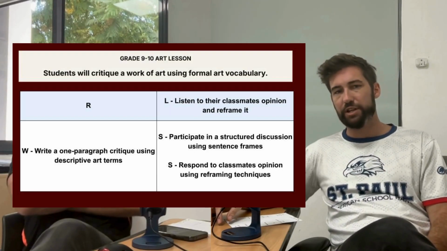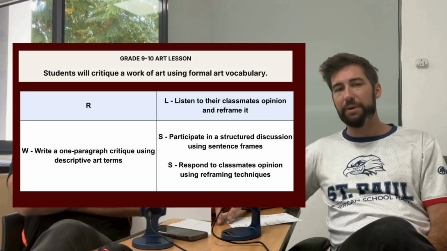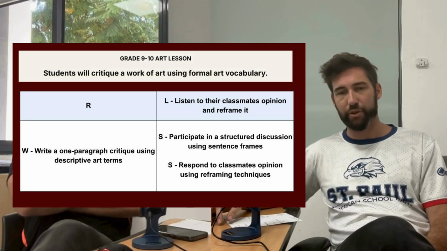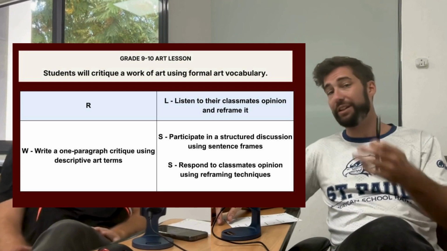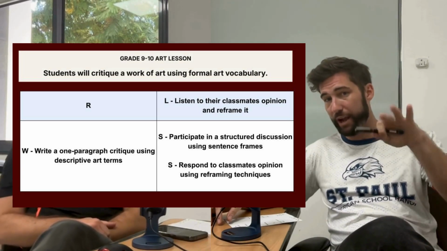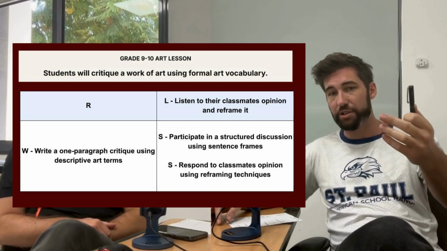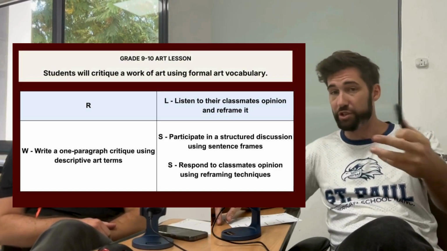The language objectives are how they are going to either intake that content or prove that they understand that content. You see here as an example an art class that is trying to teach the students how to critique a work of art. Maybe they are writing a one-paragraph critique using those terms, and that's how they're demonstrating they understand. Maybe they are listening to a classmate so they can reframe their opinion, or maybe they are speaking using some sentence frames in order to critique that piece of art. Those are the language skills they are using in order to reach that content objective.